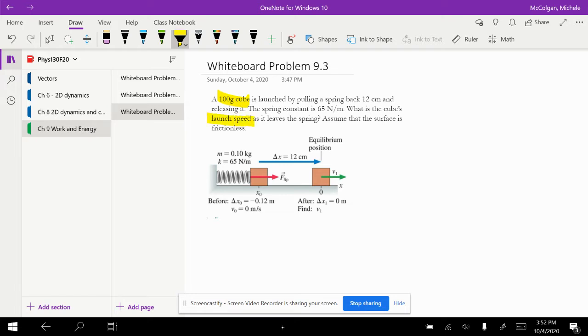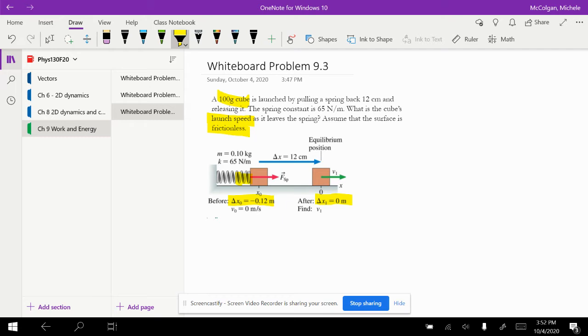So we need the launch speed as it leaves the spring. And we see that the surface is frictionless. So we have our given, our before and our after. Notice that the 0 position is when the block leaves the spring, and the initial velocity is 0. So we're pushing the block against the spring this way and compressing the spring, and then the spring will push the block forward until it's no longer touching, and that will be its initial velocity.